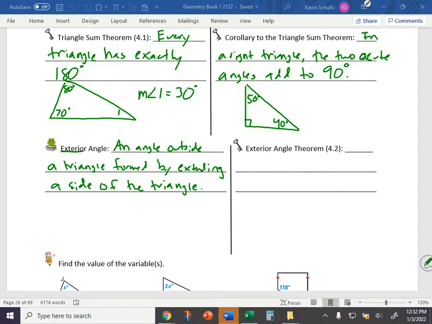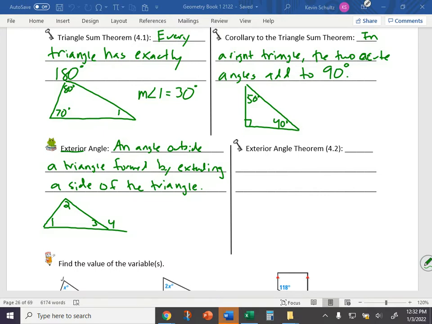So an example would be if we've got a triangle here and we've extended that bottom side, right? We've got angles 1, 2, and 3 inside the triangle. And then by extending that bottom side, we've now created an angle outside the triangle that we can call angle 4. Right? And that's called an exterior angle. Okay?